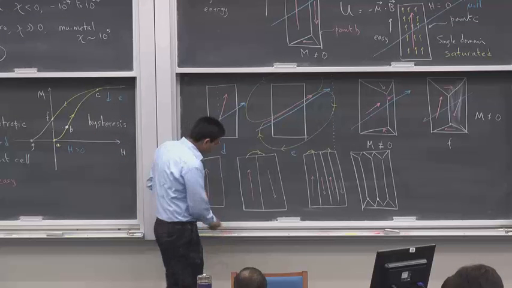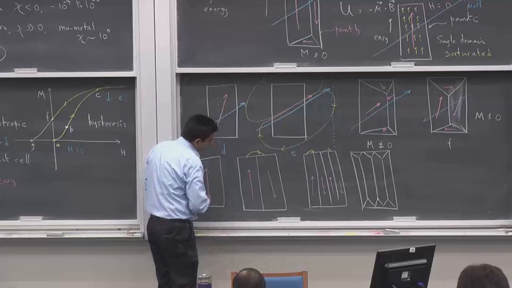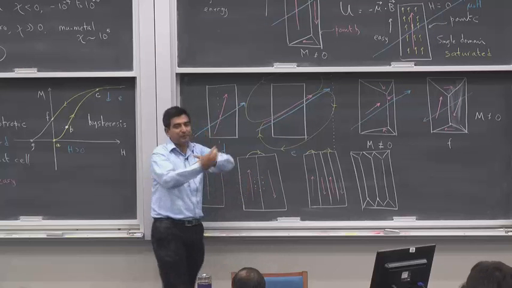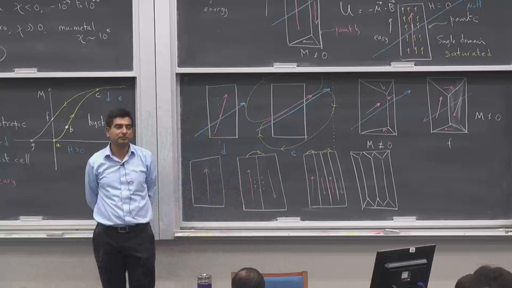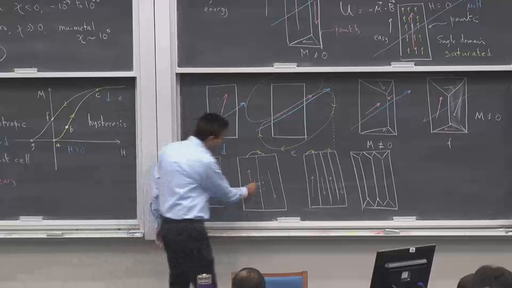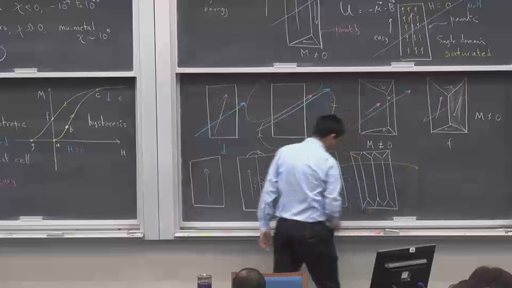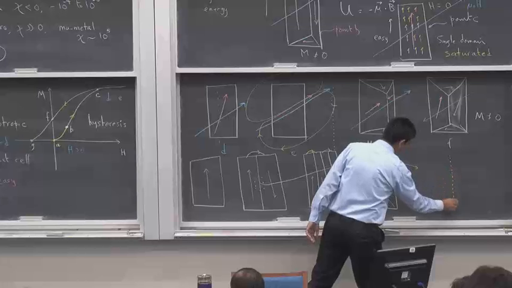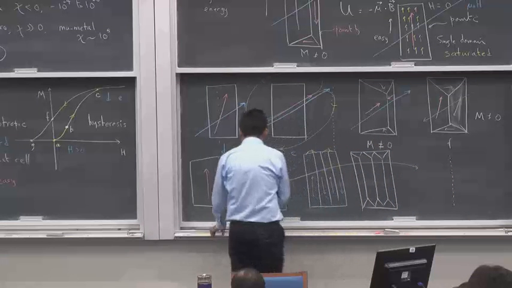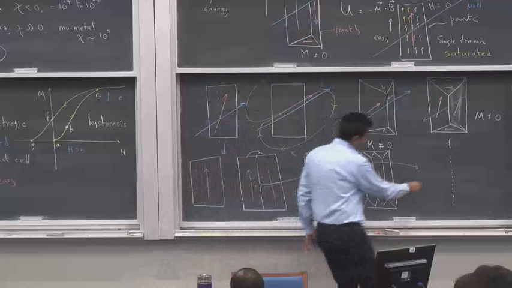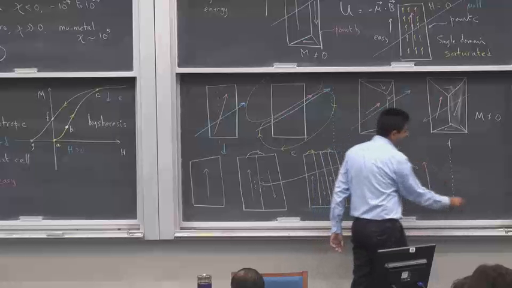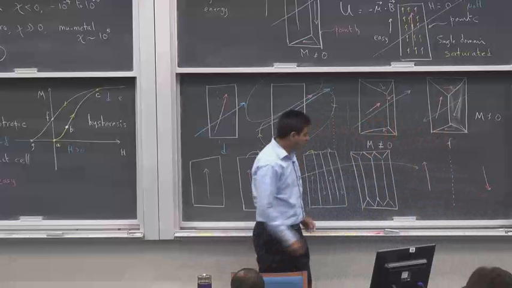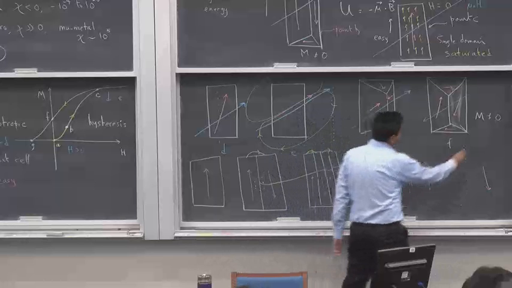Just imagine what's going to happen in this region. This is the boundary between 2 domains. So if I zoom in onto this region, I'm drawing a boundary between 2 domains. In this domain, the magnetization is in the upward direction, and in this domain, the magnetization is in the downward direction. And this boundary between the 2 domains is called a domain wall.